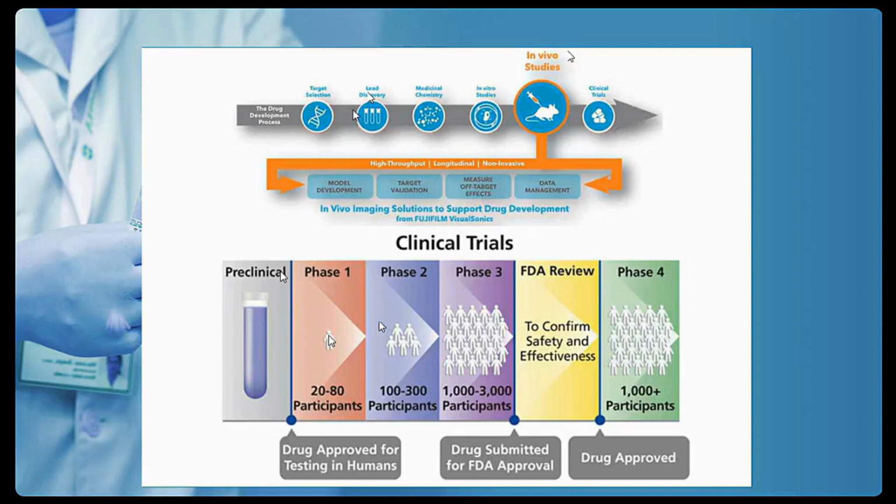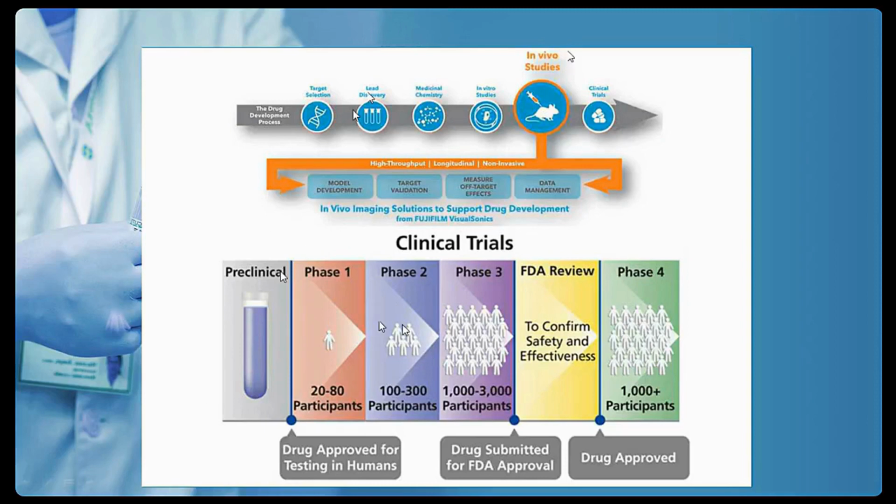And after successful phase 1, if the drug is known to be safe, in phase 1 a very minute amount of drug will be given to 20 to 80 participants, and after checking their blood parameters, after checking their reports, if the drug is known to be safe, if the safety parameters are approved, then the drug will now enter phase 2.